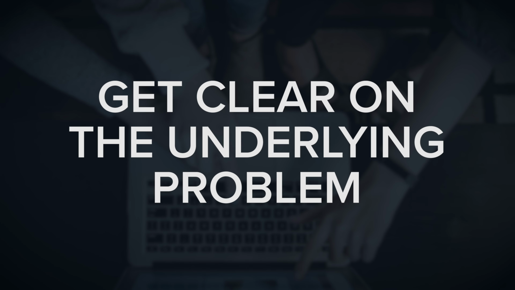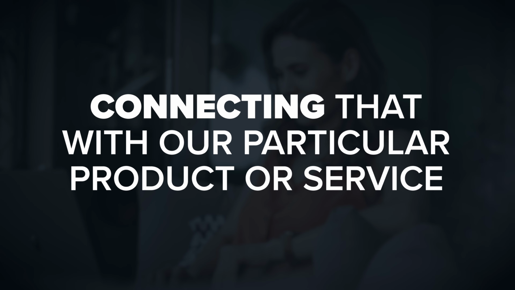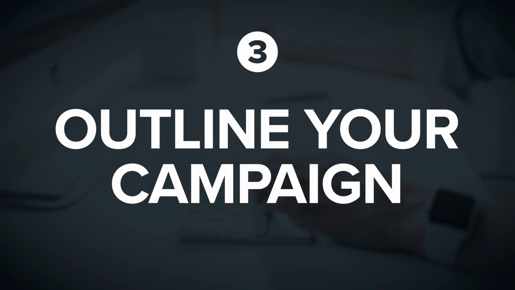And so it's very important when you're crafting a sales campaign to get clear on the underlying problem, because throughout this sales campaign process, we're going to be highlighting that problem and making it clear that we understand the problem. And then we're going to focus on making a connection between the problem that the customer is experiencing and our particular solution. So it's very much about empathizing with the problem they're facing and then connecting that with our particular product or service. So if you haven't yet identified the reason why people might be interested in buying your product, now is the time to clarify the problem they are likely experiencing that you're seeking to address with your sales campaign. Step number 3, outline your campaign.